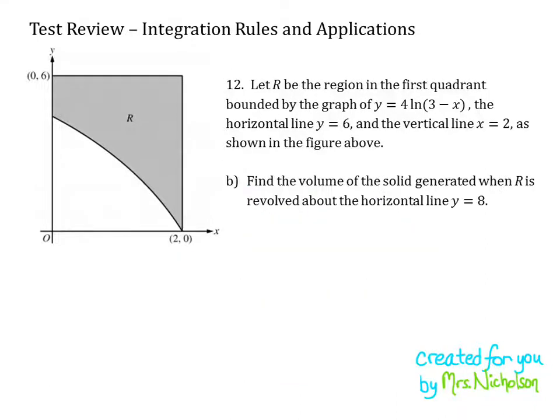Let's move on to part B. Question B, we've got the same region. We want to find the volume of the solid generated when R is revolved about the horizontal line y equals 8. So I'm going to add that horizontal line y equals 8 to my diagram over here. That's going to be a line somewhere up here.